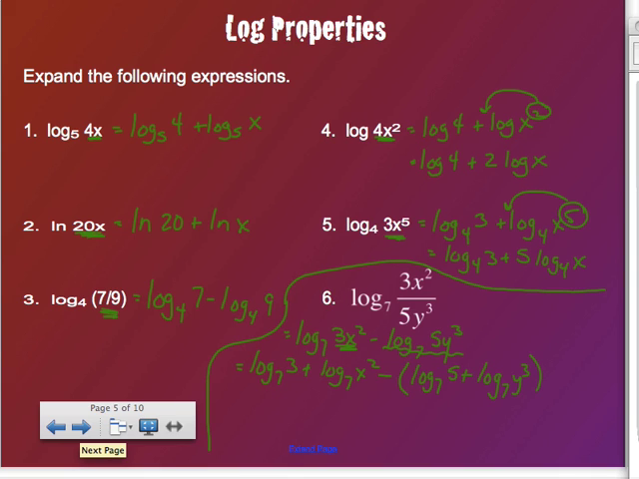Now, let's go ahead and keep going. I see a lot of stuff I can simplify, especially powers. I'll do it in a different color. I see an x squared right here, and I see a y cubed right there. So I'm going to go ahead and simplify that.